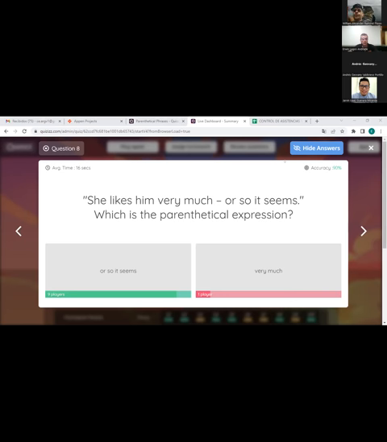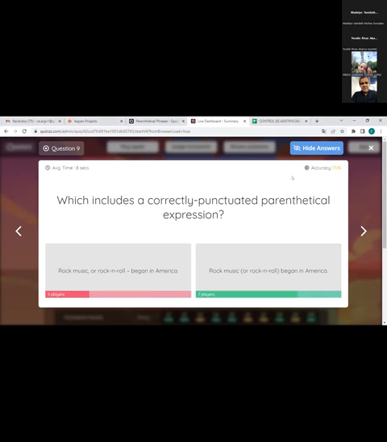Who's next? Let me see, Madeline. Which includes a correctly punctuated parenthetical expression? "Rock music, or rock and roll, began in America." Okay, the second one, right. Why is it that the first one is not correct? What is your opinion, class? Because they're very similar, right?